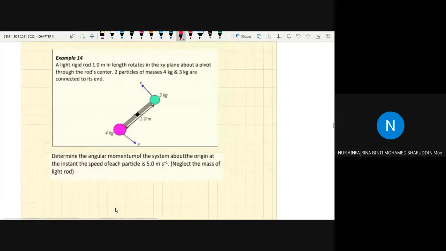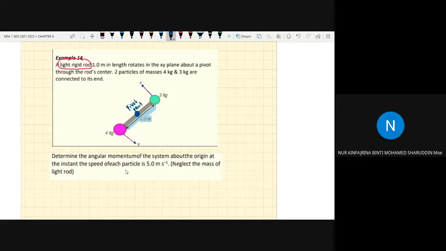Okay, now example 14. Let's read the question. A light rigid rod, 1 meter in length, rotates in the XY plane. Maksud XY plane is 2D, 2 dimension je. About a pivot through the rod center. So here is the pivot point.